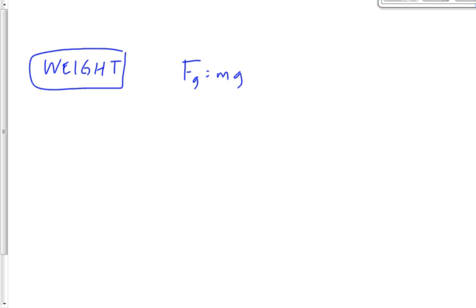The weight is dependent upon mass, but it's also dependent upon the acceleration due to gravity. G, sometimes we call it, sometimes we just call it a. Its value would be, on Earth, about 9.81 meters per second squared, depending upon where you are on Earth.